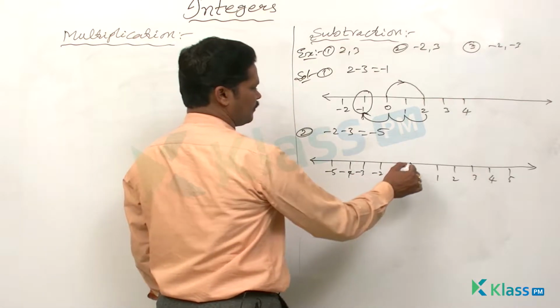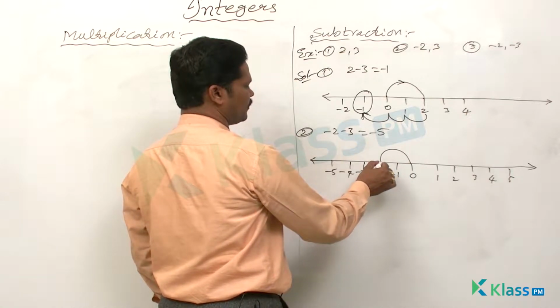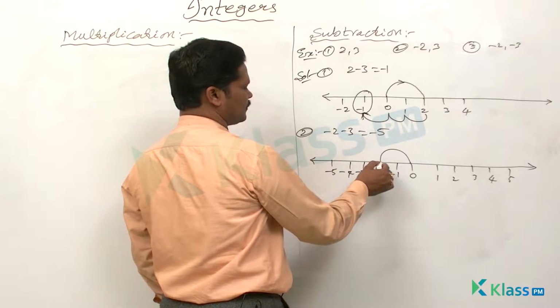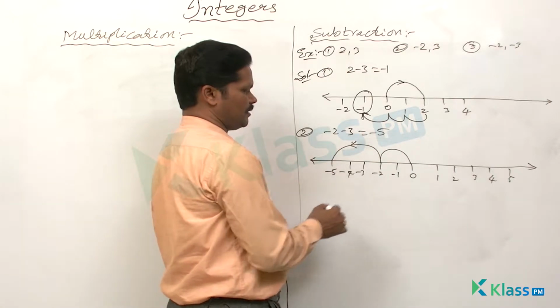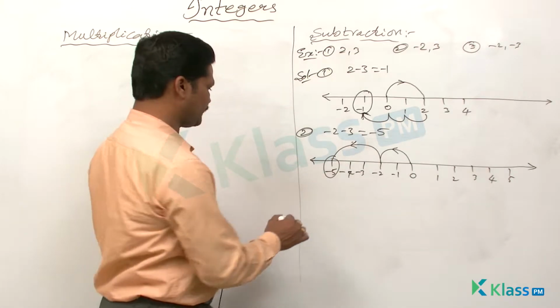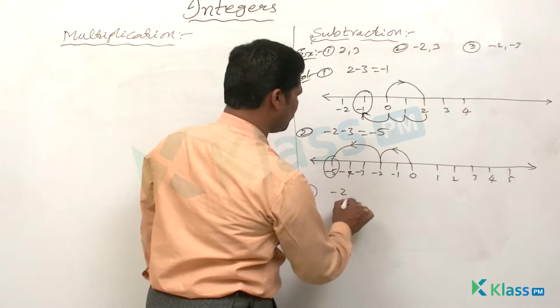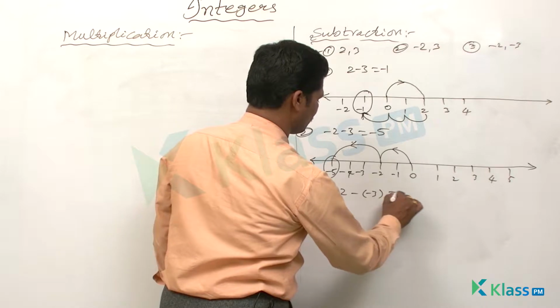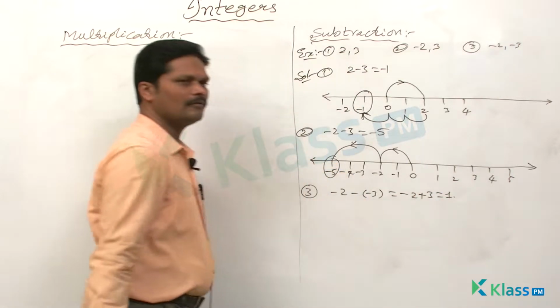So we will go 0 to minus 2. Again we will go in the backward direction from minus 2 to minus 5. So this is our answer. And coming to the third one, with negative numbers, minus 2 plus 3, then we are having 1.